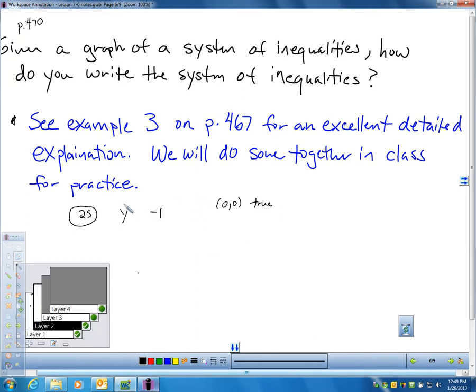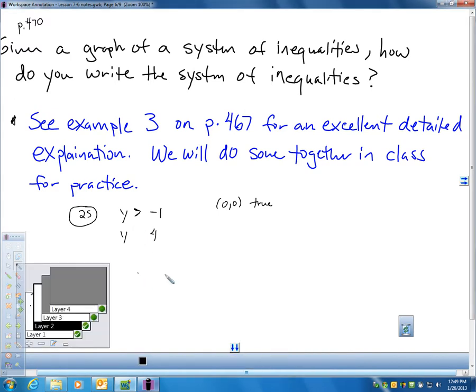So let's plug in 0. 0 blank negative 1. What would be true? Well, 0 greater than negative 1 would be true. So there's my first inequality. Now look at the second boundary. It's 1, 2, 3, 4 units up. That would be y equals 4. But remember, it's not equals. We have an inequality.